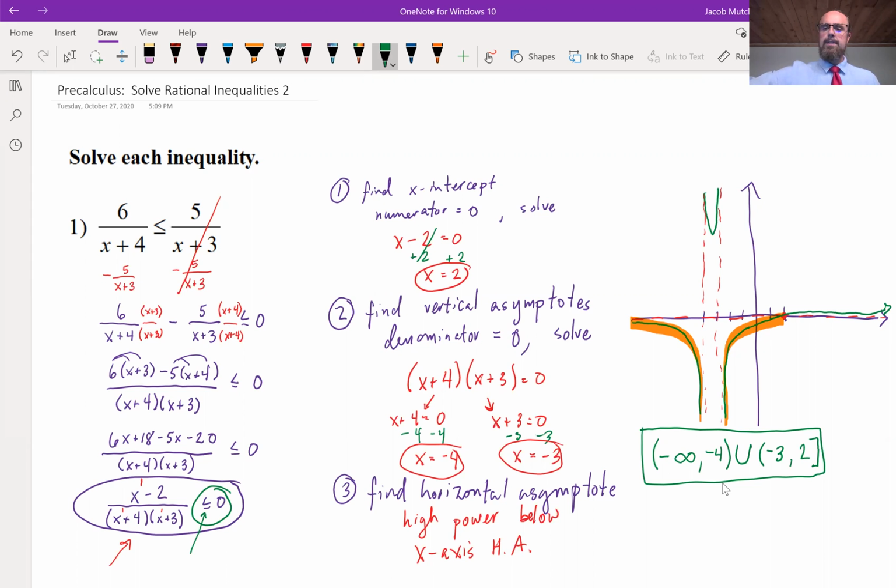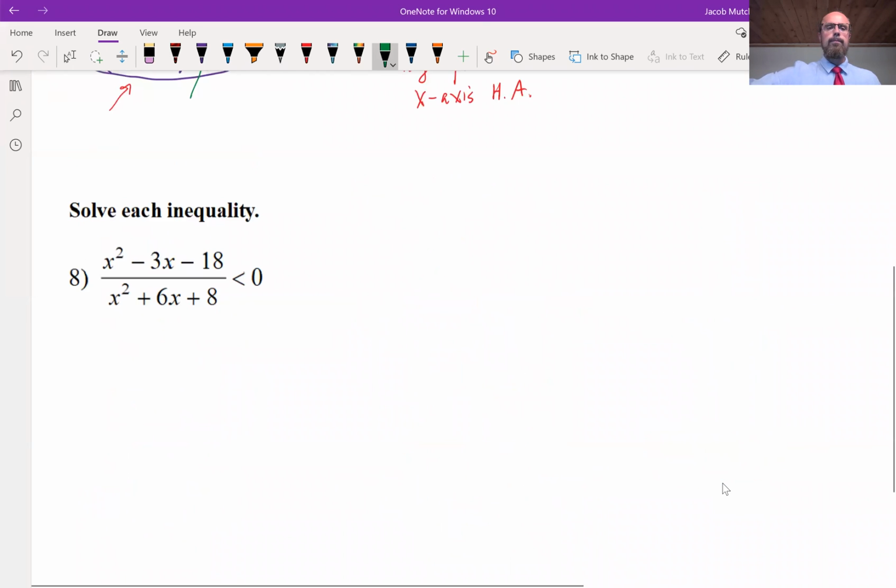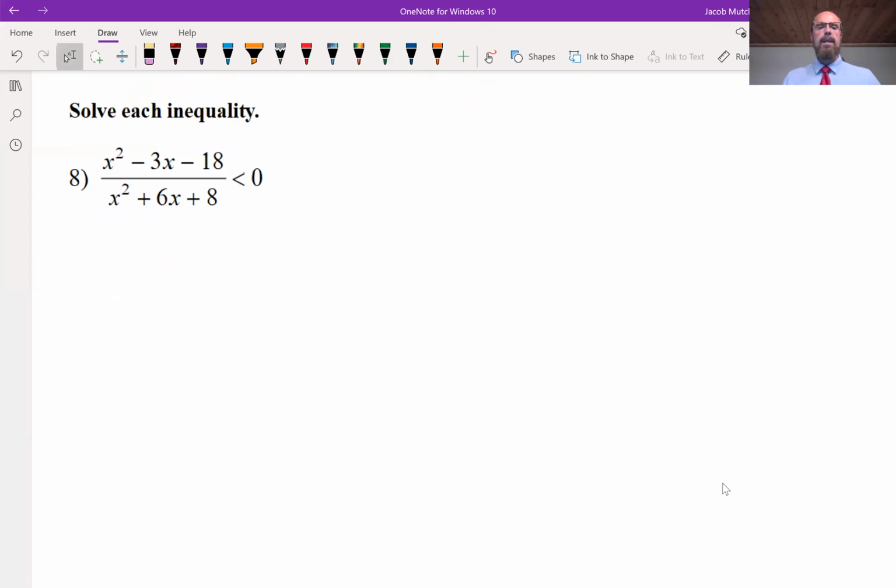Let's take a look at a second example. So here in our second example, I'll only have one rational expression there on the left, x squared minus 3x minus 18 over x squared plus 6x plus 8. Zeros on the right. So the setup in terms of structure is acceptable.